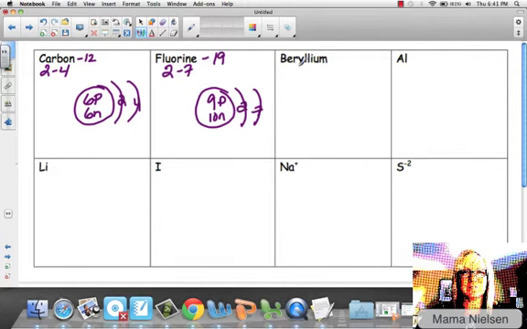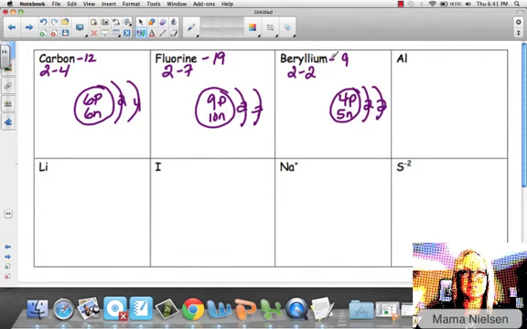Beryllium is atomic number 4. It has an electron configuration of 2-2, and its mass is 9. So if it's got 4 protons, 9 minus 4 is going to give us 5 neutrons. It's got 2 in the first and 2 in the second.